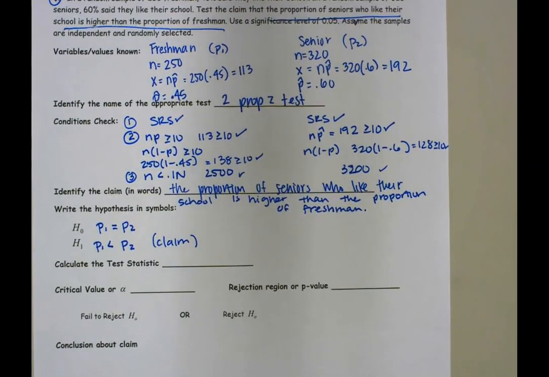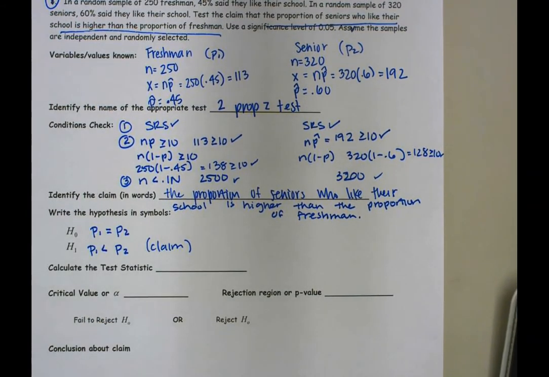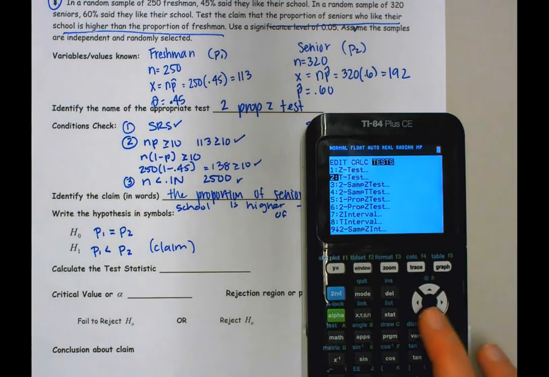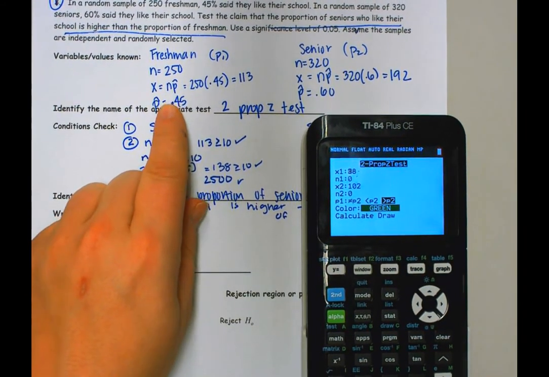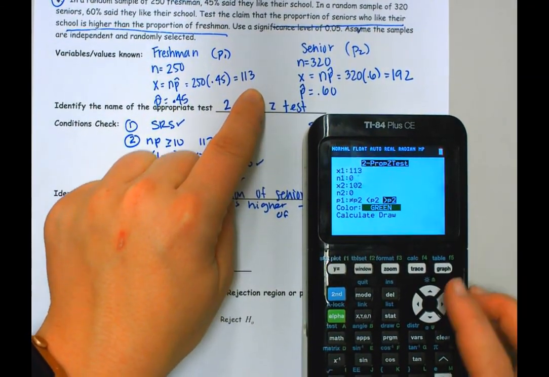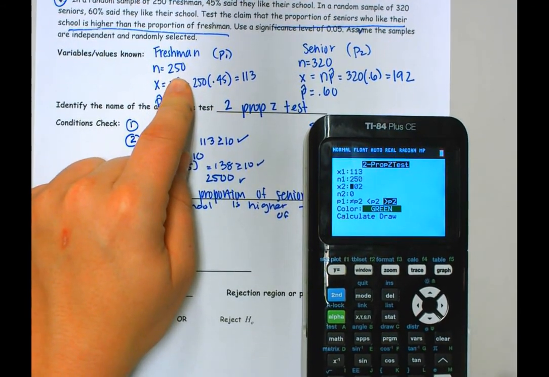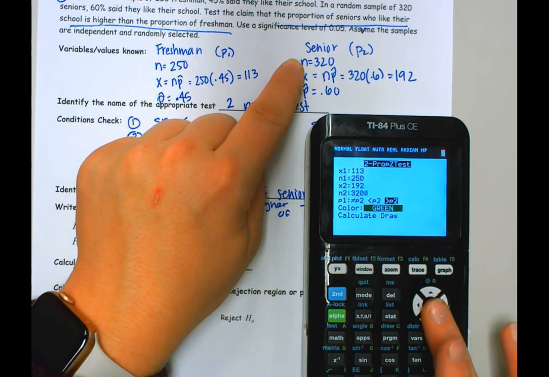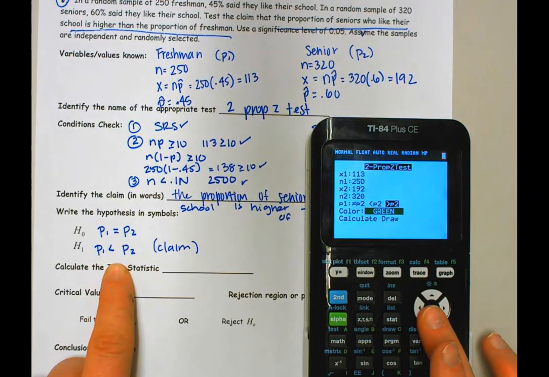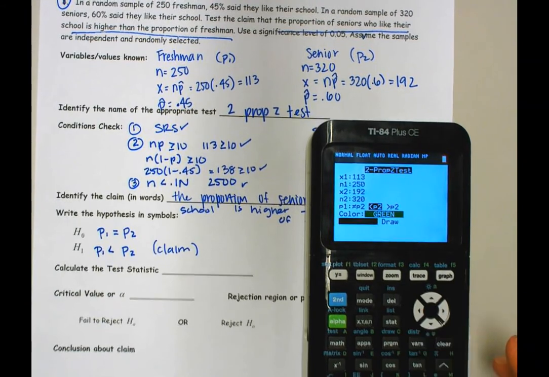All right, so we're ready to run our test. It's all very similar to our normal 1 proportion z-test. The difference here is we're going to use the 2 proportion z-test when we're putting it into our calculator. Starting with our x1, which was 113. Again, your calculator will not like decimals, so round it up to a whole number. Our n value was 250. Our x2 was 192. n was 320. And our alternative hypothesis is that P1 is less than P2. So we'll go ahead and calculate that.